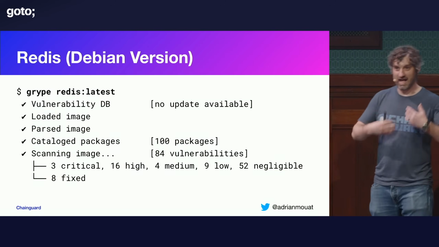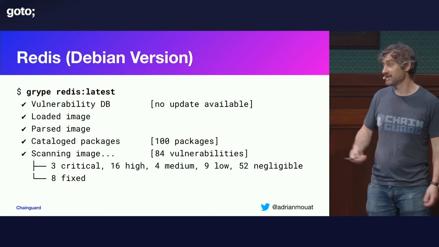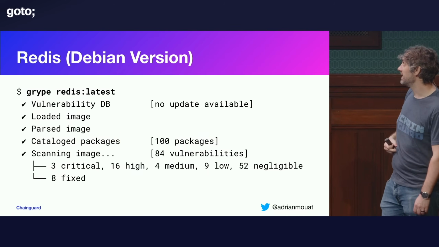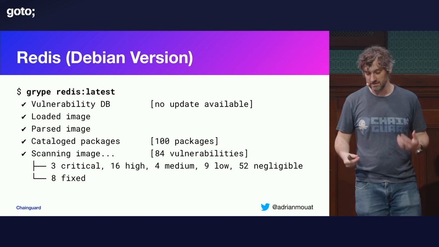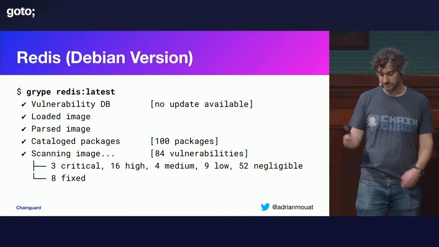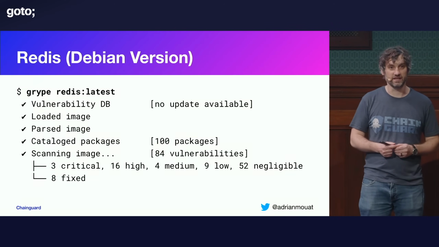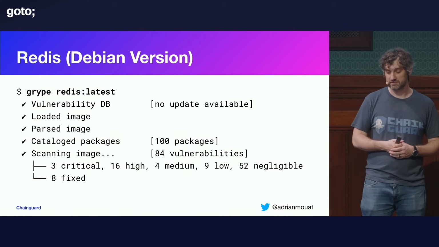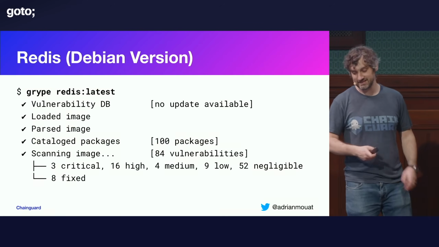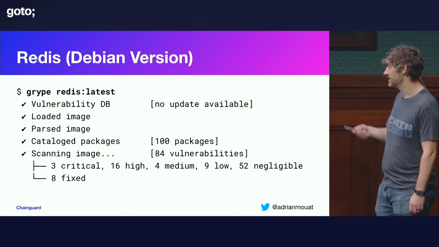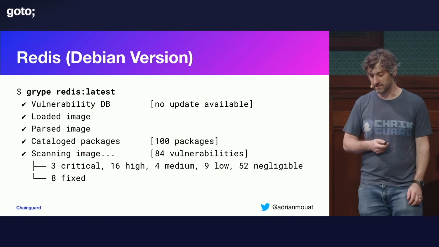And that just comes with a whole bunch of packages. In this case, we've got 100 packages. Some of those will be Redis or related to Redis, but most of it's just related to Debian and the base image itself. And in that, we have 84 vulnerabilities and 3 critical. I believe now it's 2 and 20.